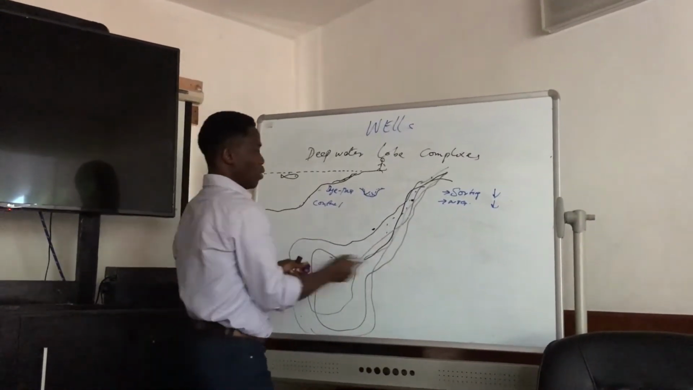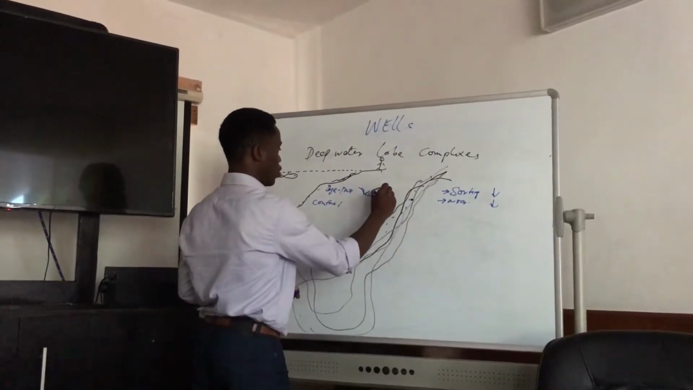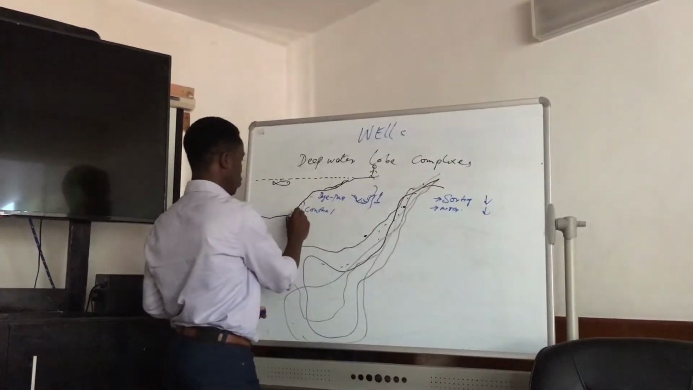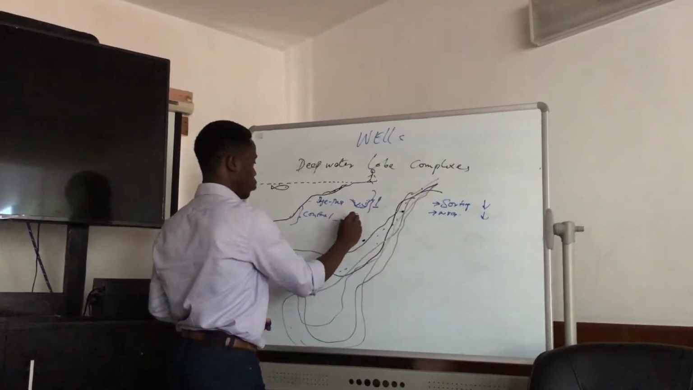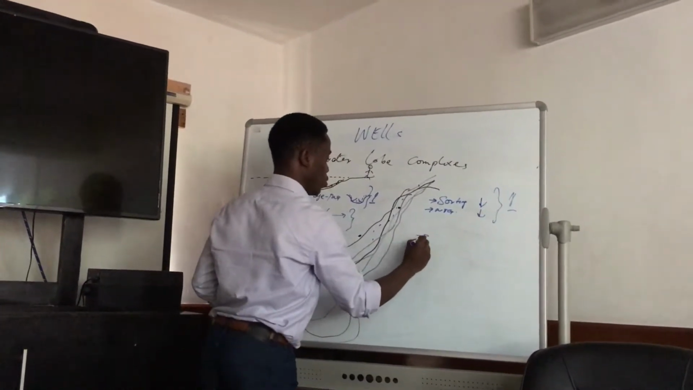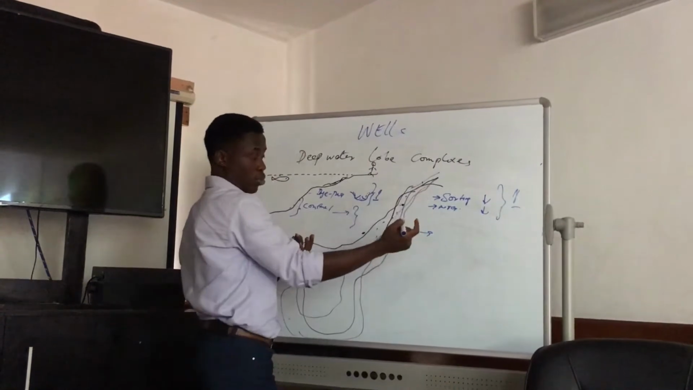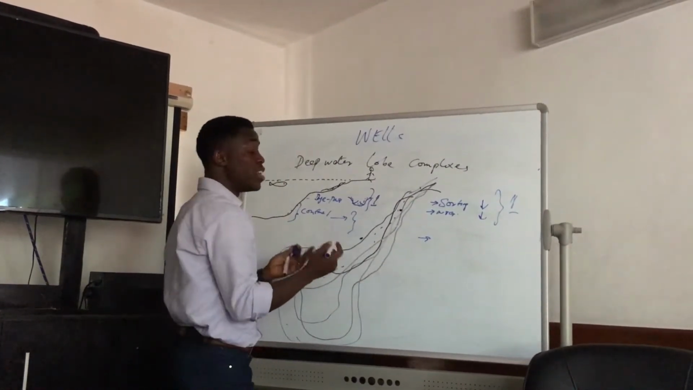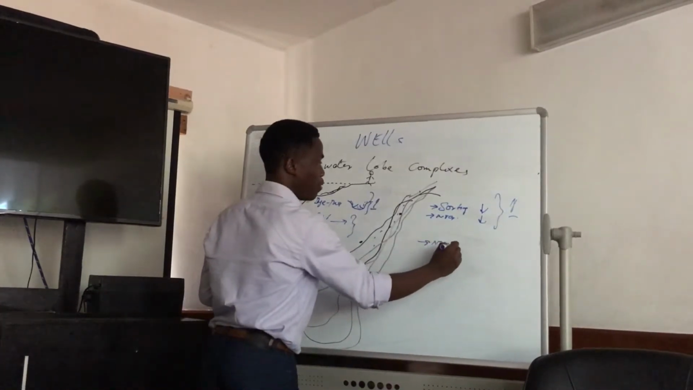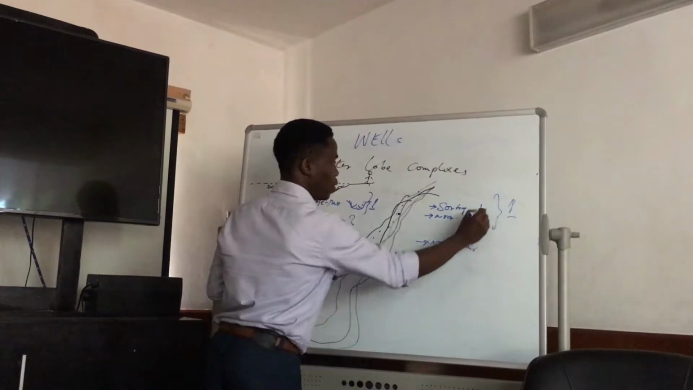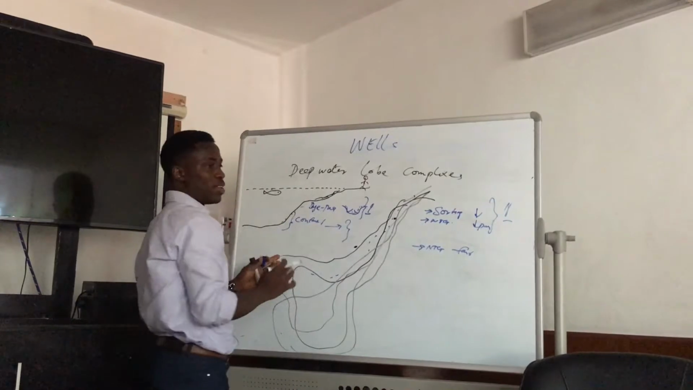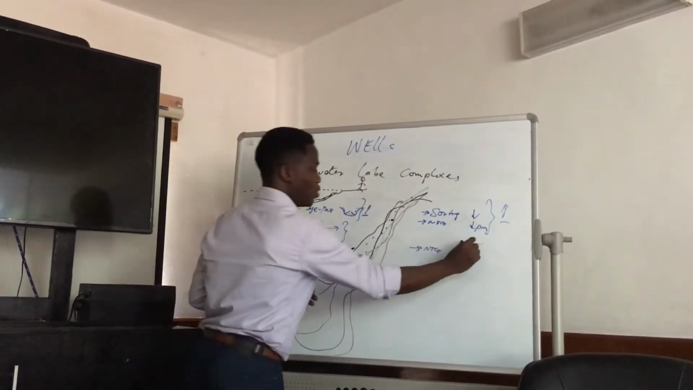So in this area, let's say this is section 1, and this is section 2. In section 2, sorting will be higher than this, true or false? So it will be better sorted. There will be higher net to gross. Net to gross will be fair, while this is poor. And there will be some sands, but they will be confined. So this is area 2.